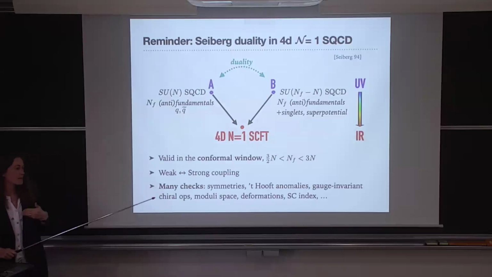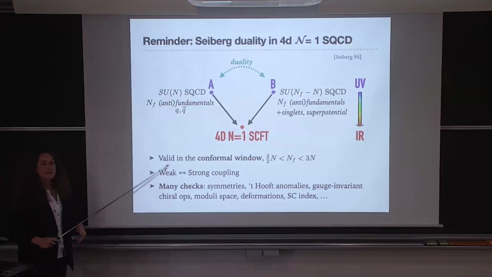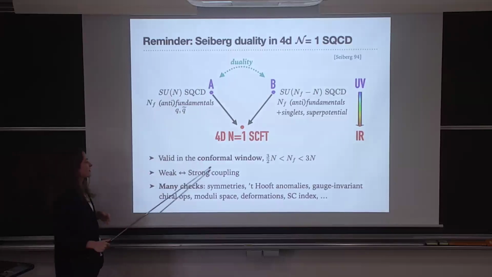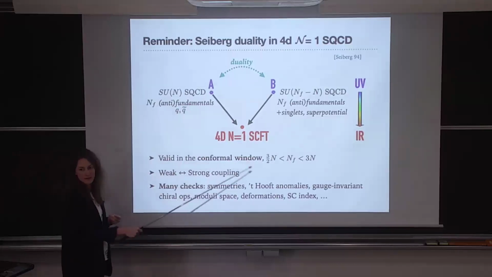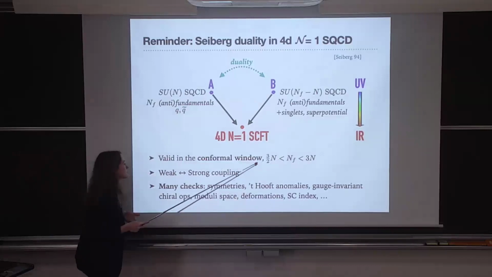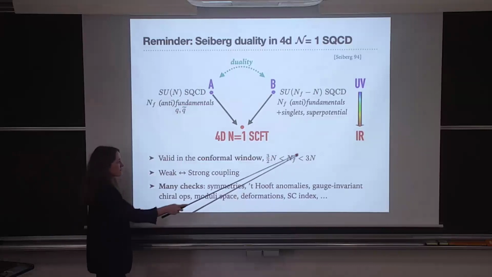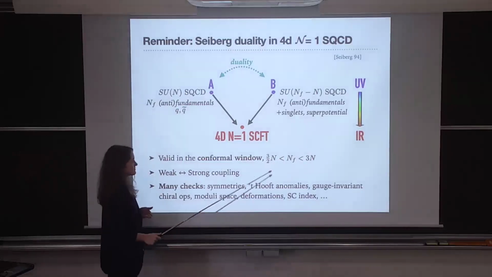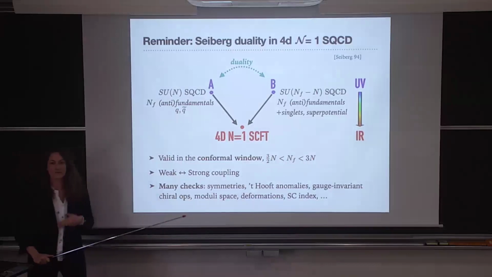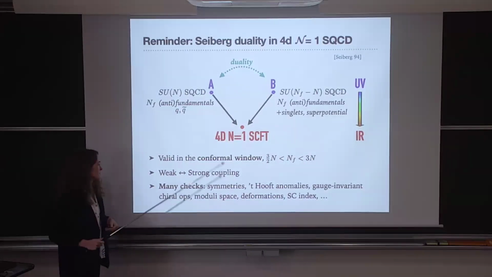So some comments. First of all, this statement of Seiberg duality is not valid for every value of these parameters. It's valid in particular in a conformal window of parameters of NF. I could write NF as a function of the number of colors, for example: NF less than 3N and bigger than 3/2 N. This is the asymptotic freedom bound on the right-hand side for this theory.